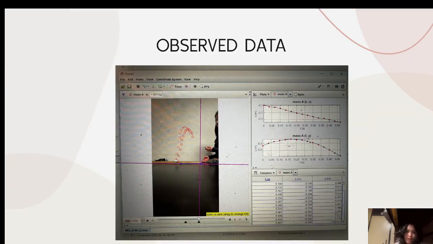So to track our observed data, you can see right here we recorded a video of us tossing the ball, and we made sure that our axes, these two purple lines, were aligned with the table. At each given point of the ball, we tapped at its center, until we got a really nice-looking parabola, shown with all those red dots. And you can even see that reflected in the Y position over time graph on the right-hand side.